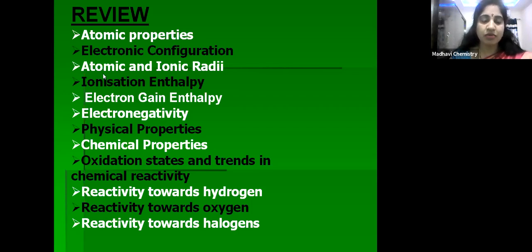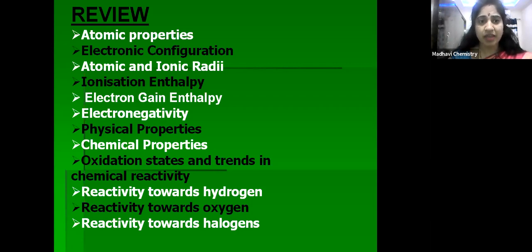Next, we discussed atomic and ionic radii. From top to bottom in the 16 group elements, the number of shells goes on increasing. That's why atomic and ionic radii increase from top to bottom, right? After that, ionization enthalpy. What is ionization enthalpy? The amount of energy required to remove an electron from an isolated gaseous neutral atom. Is it not? Ionization enthalpy is inversely related to atomic and ionic radii. So top to bottom, atomic and ionic radii increase, so ionization enthalpy decreases, right?